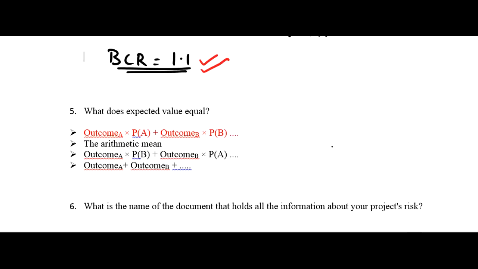Question number 5. What does expected value equal to? So it is very straightforward. It should be outcome of A times PA plus outcome of B times PB.